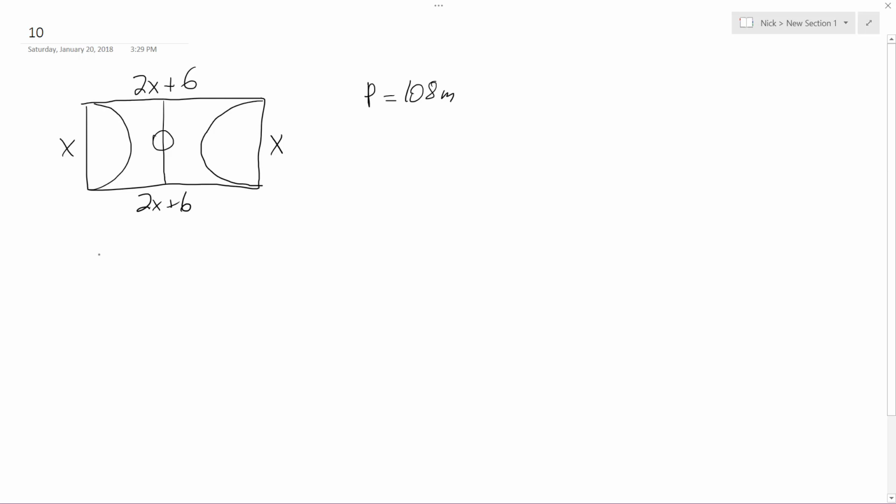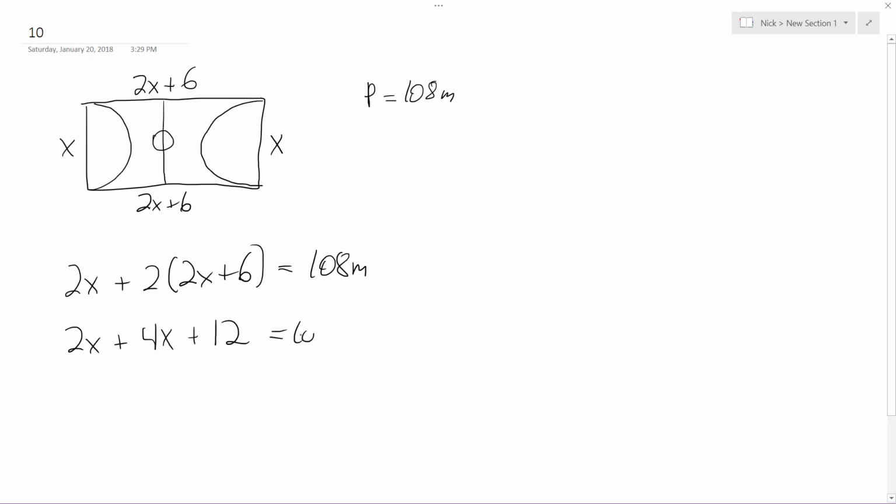So the perimeter is twice the width plus twice the length. It's basically x plus 2x plus 6 plus x plus 2x plus 6. So we'll do 2x plus 2 times 2x plus 6. This is just an abstract way of representing the length, and then is equal to 108 meters. So what we end up with here is 2x plus 4x, distributing the 2, plus 12 is equal to 108.